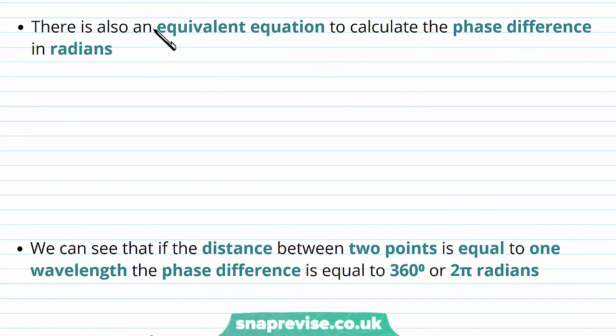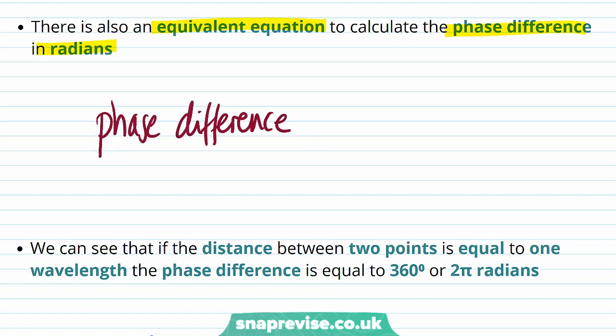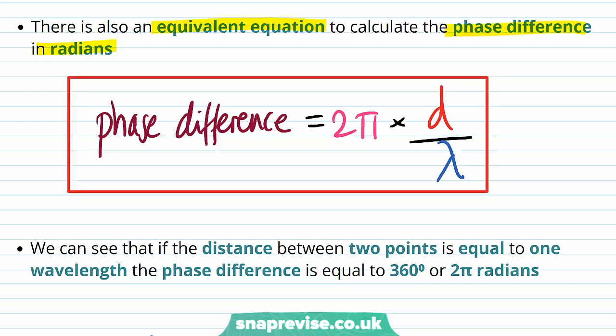And there's also an equivalent equation to calculate the phase difference in radians. So now, rather than writing 360 degrees, we're going to write 2 pi, because we know that 360 degrees corresponds to 2 pi radians. Then the rest of the expression is the same. We just do d divided by lambda, where again, d is the distance between the 2 points, lambda is the wavelength. So this equation here will give us the phase difference of 2 points in radians.